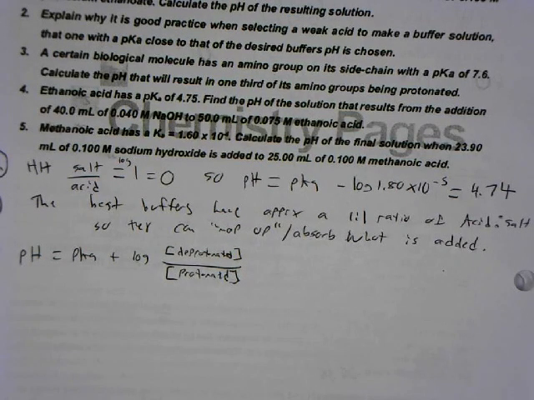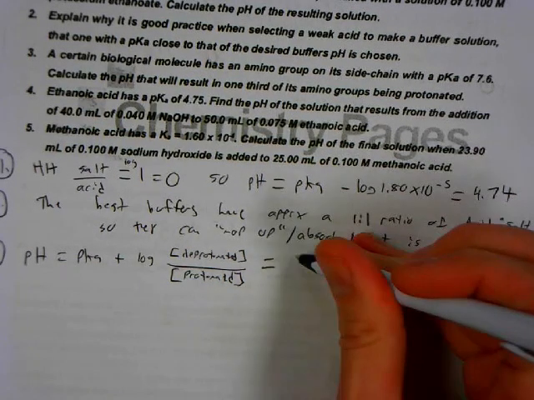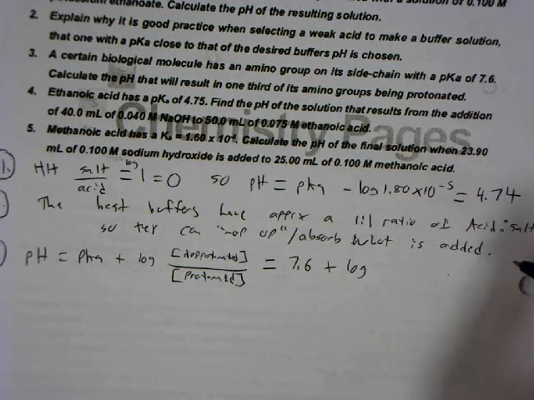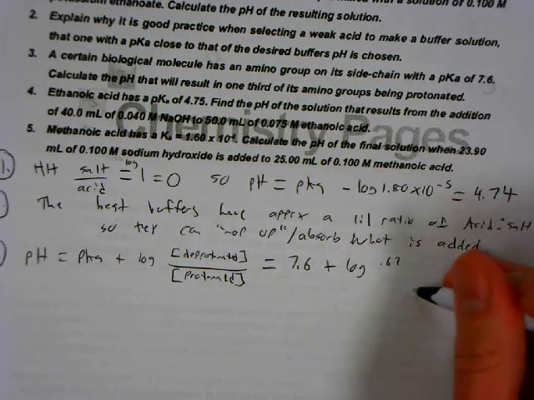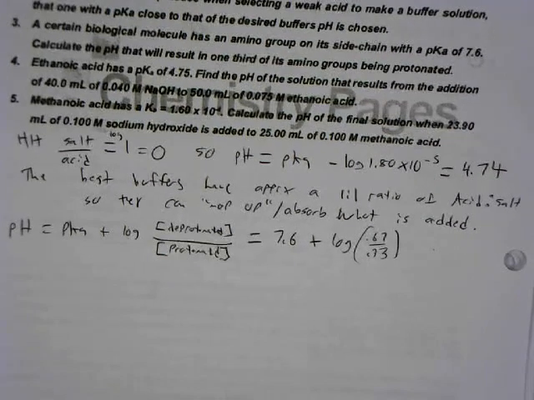You got it. You just have to figure out what the words mean. But you guys are smart, so you can do this. We know that 1/3 of the amino groups have been protonated. So I'm just going to assume 1. Let's sub everything in: 7.6 plus log of what's going to go on the top? 0.67 over 0.33, right?